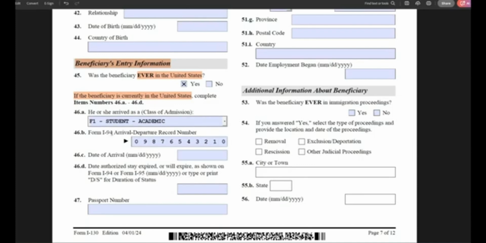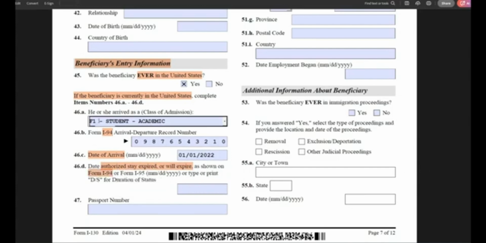So let's say, for example, your I-94 has a letter in it. Then in that case, you can leave this blank, and in pen, after you print out this application, you can write in the I-94 number. Next, provide the date of arrival. Again, it is the most recent date of arrival on their most recent I-94, and when their authorized stay expired or will expire, as again shown on the I-94.